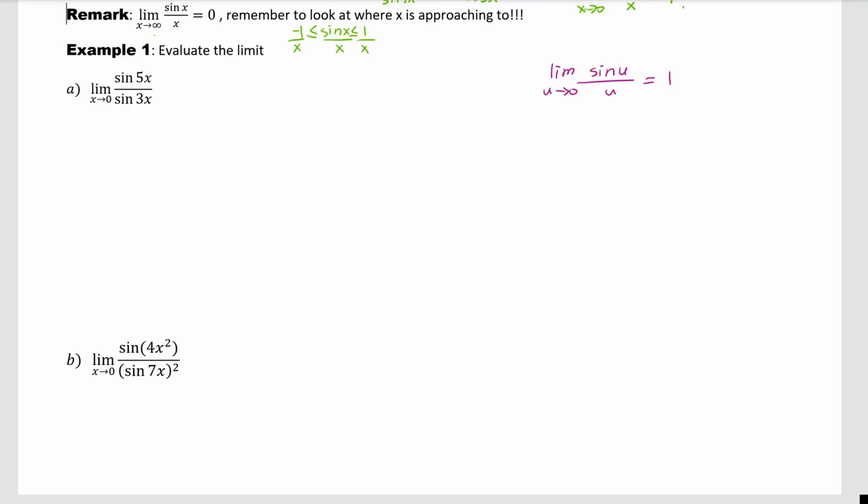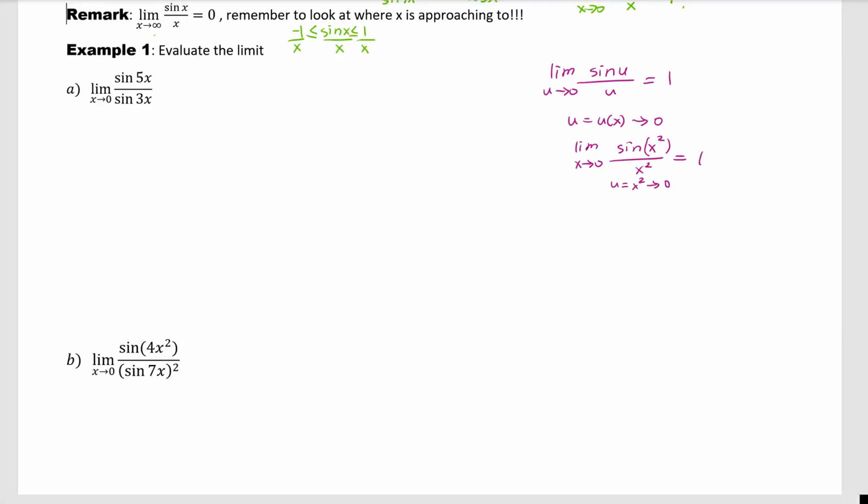So, okay, now u can be a function of x. As long as u also goes to 0, then sine u over u is going to be 1. So, for example, limit as x goes to 0 of sine x squared over x squared. What is this? Well, the u is x squared, but when x goes to 0, the u also goes to 0. So this is 1.